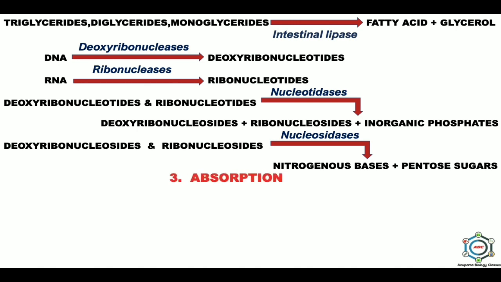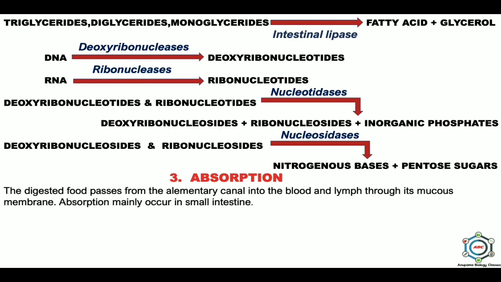Then, after the digestion, the process is absorption. The digested food passes from the alimentary canal into the blood and lymph through its mucous membrane. Absorption mainly occurs in the small intestine. For the absorption, the internal surface of the small intestine has many villi and microvilli, which are like finger-like projections, which increase the surface area for the absorption.